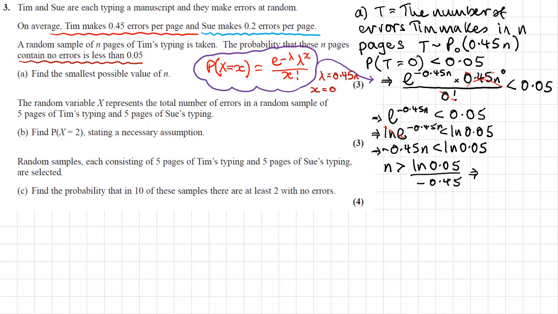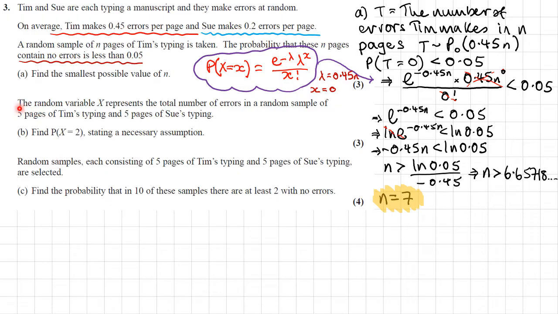Let's see what that gives us. n is going to be greater than 6.65718, and so on. Since n has to be an integer, the smallest possible it can be is n equal to 7, because it's got to be greater than that 6.6 number. Okay.